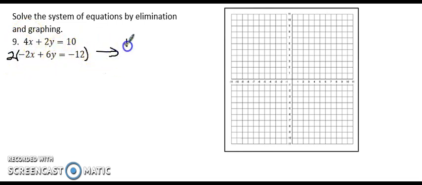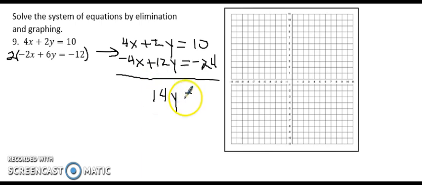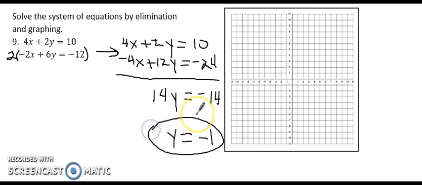So that's going to give me 4x plus 2y equals 10. In the bottom now we multiply by a positive 2, minus 4x, 12y equals minus 24. Now when we add straight down, 4x crosses off with 4x, and we have 14y equals minus 14. So if we divide by 14 on both sides, we end up with y equals negative 1.